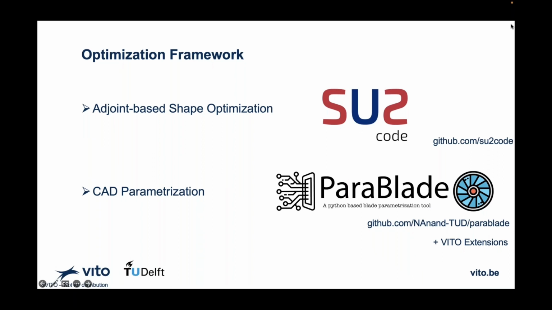For that, I'm using the latest version, the master branch, for conjugate heat transfer simulation in SU2 along with the adjoint computations. And for CAD parameterization, I'm using ParaBlade, which was initially developed for turbomachinery blades, but with recent extensions, it has been extended for applications in heat transfer.